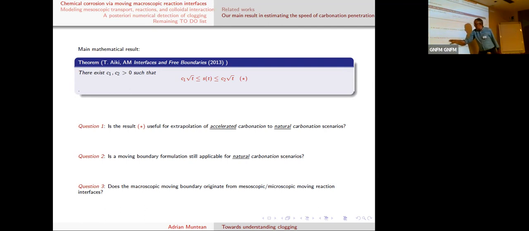So is a moving boundary formulation applicable for natural carbonation? The answer depends on what sort of material you have. So in general, probably not. But mathematically, I see this free moving boundary macroscopically. So it moves. But what happens microscopically? Are there no smaller free boundaries microscopically which somehow contribute to this macro motion?